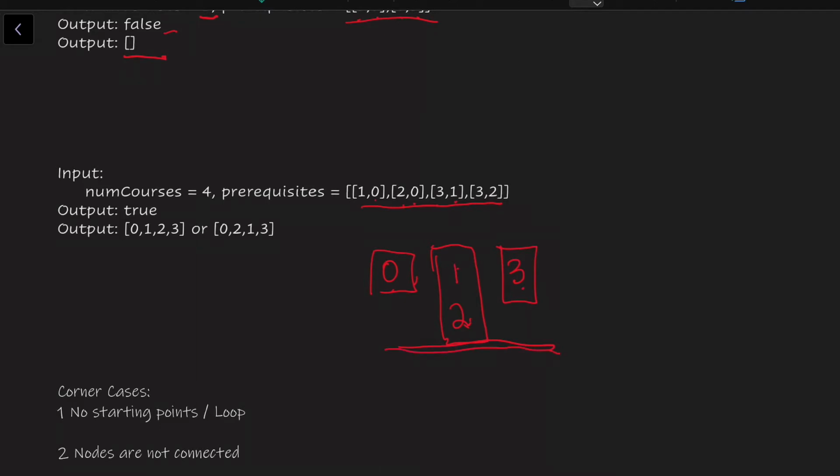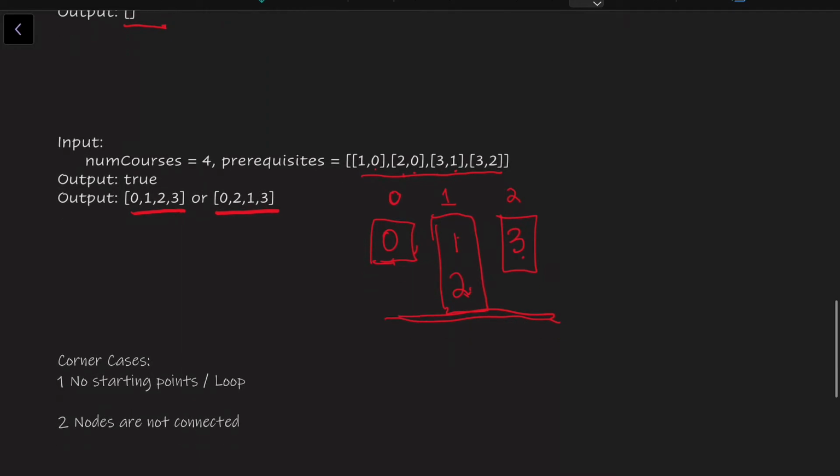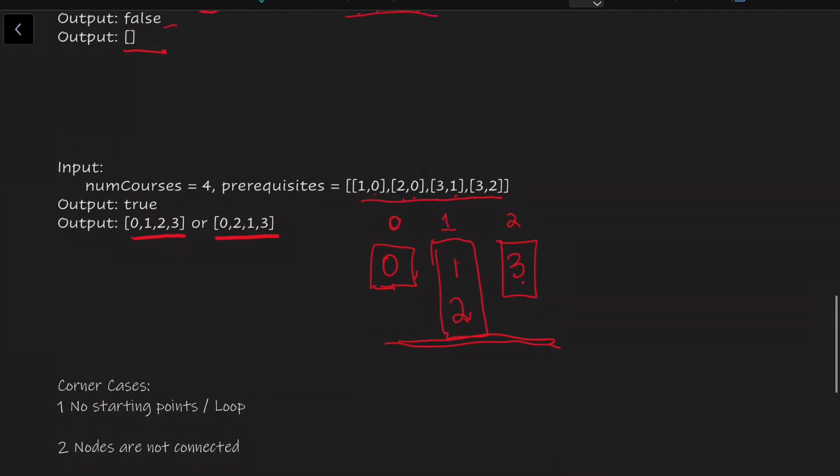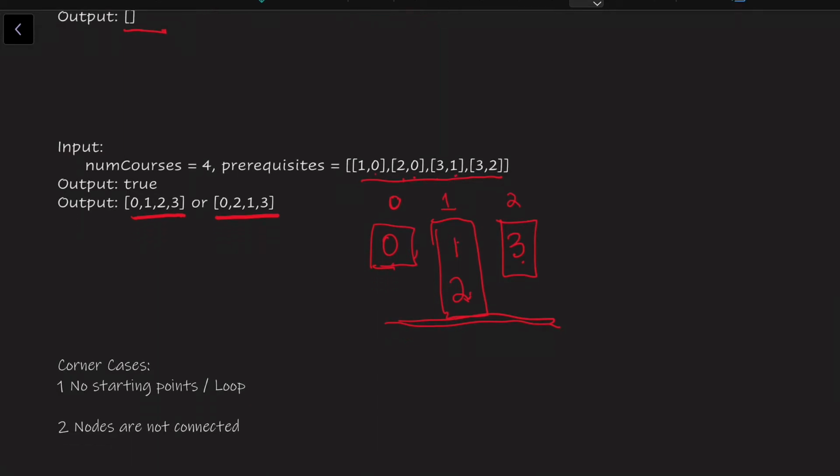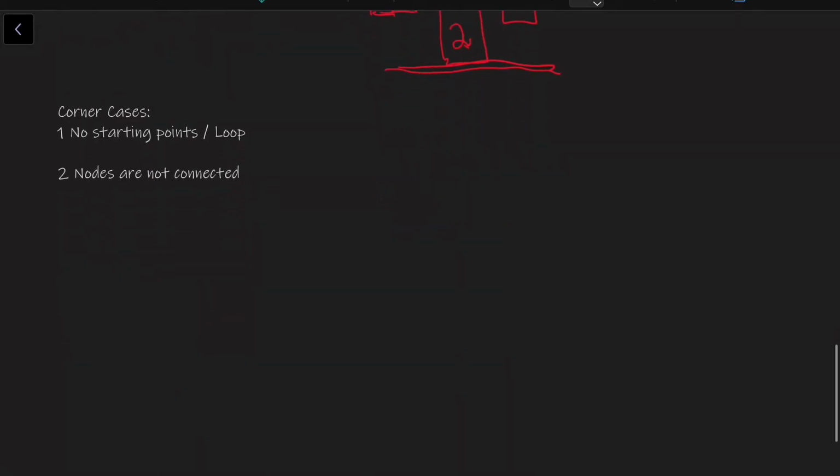So we can see there's a degree here. 0 is at the very first degree 0, and course 1 and course 2 are at degree 1, and course 3 is at degree 2. And it's a valid input. We can take them in order, in either this one or this one. Yeah. So now we have a very clear understanding of both of the questions. We can dive deeper into the solution.